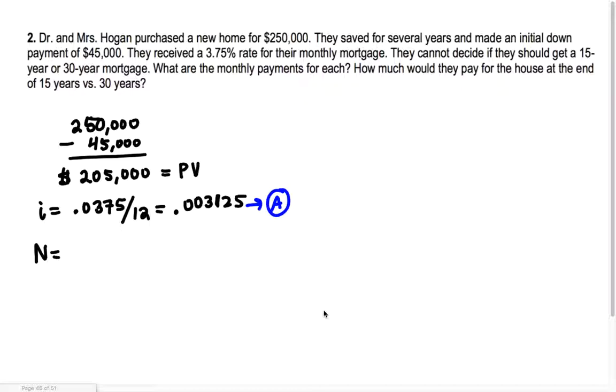Okay, so a lot of times with mortgages, you have a couple choices. The two types of mortgages usually are 15 years or 30 years. So they can't decide if they're going to do a 30-year mortgage or a 15-year mortgage, right? So let's start with the 30-year. So it's the number of years times 12, right?